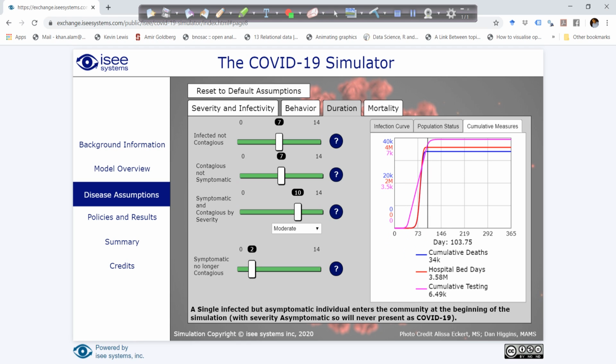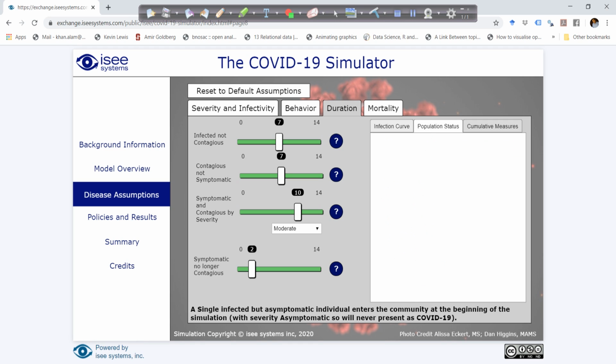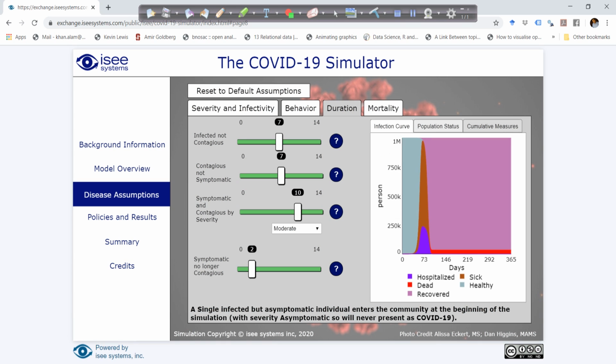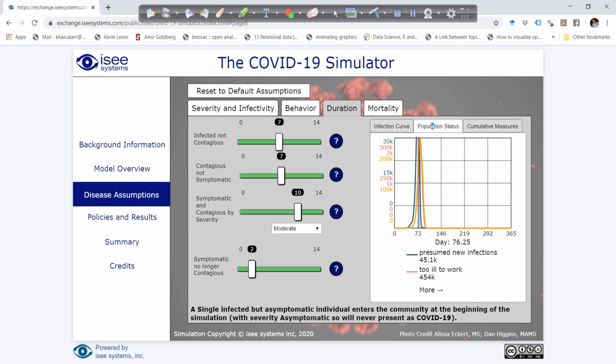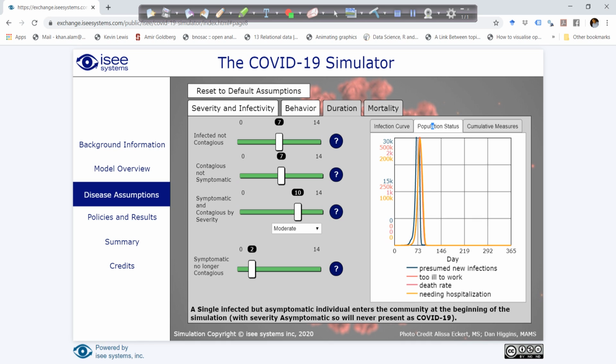So we can see that the cumulative deaths are still not that high, it has not increased that much. It's around 34K. But what we can see is this curve is still quite steep, and this one is quite scary, that it increases very quickly, which shows the exponential impact of this pandemic.